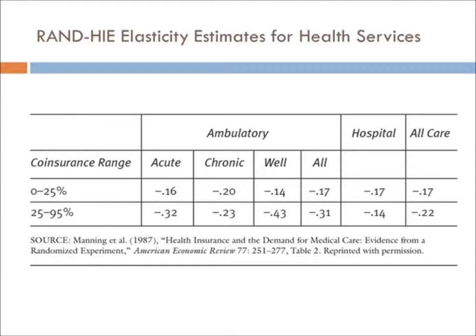But then take a look at the hospital. That tends to be more inelastic. If somebody has an emergency, they're going to go to the hospital. So you can see the difference there. It's a lot closer at 0.17 and 0.14 negative.